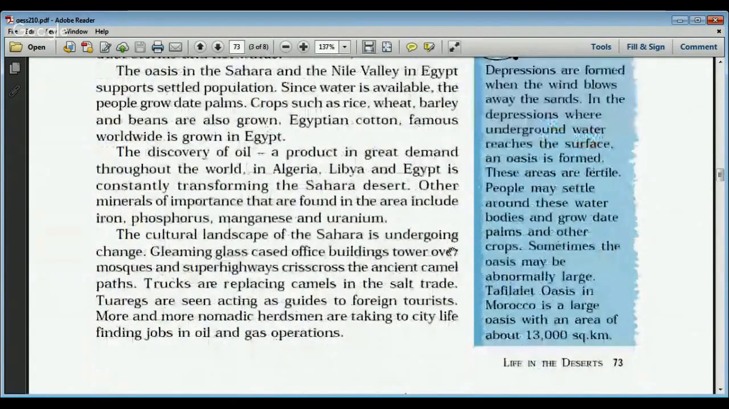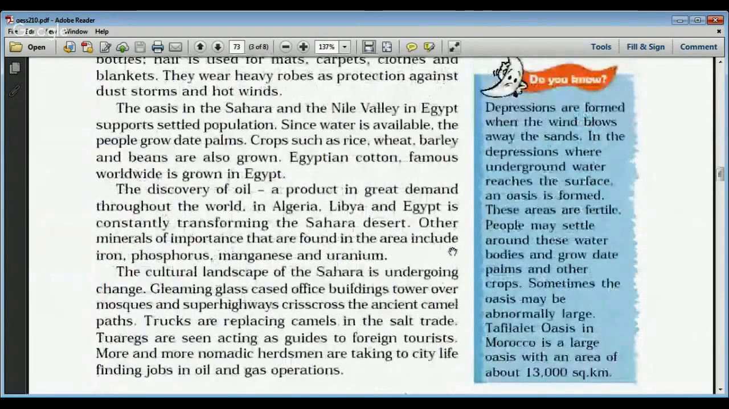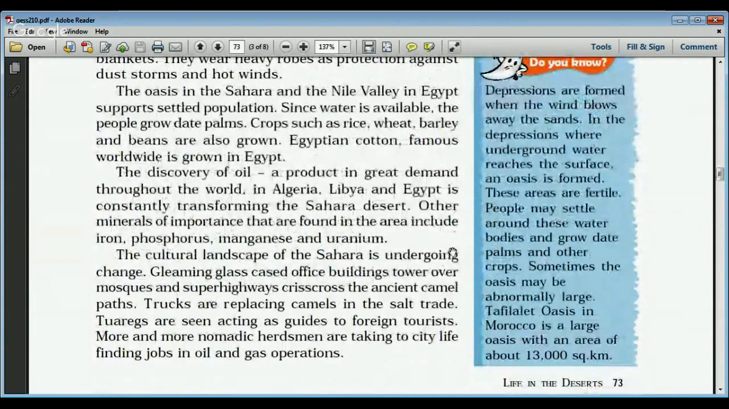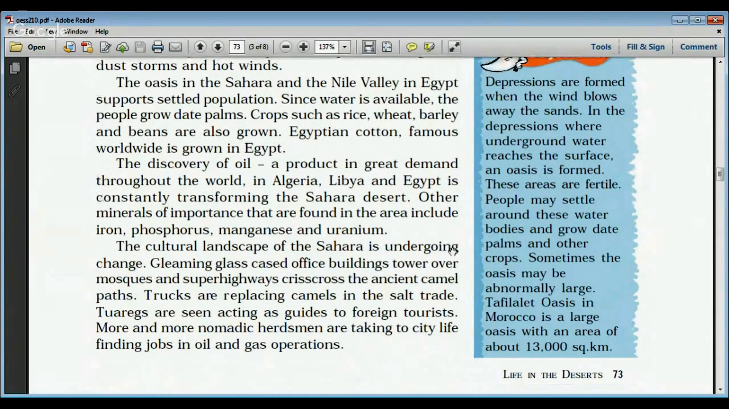and also finding jobs as guides. And if you see, water depressions are formed when the wind blows over sands, and in the depressions where underground water reaches the surface, an oasis is formed, and this process has already been explained. These areas are very fertile, and people may settle around these water bodies and also grow date palms and other crops. And sometimes the oasis may be very, very large. For example, the Tafilalt oasis in Morocco is a very large oasis, and its area is more than 13,000 square kilometers.